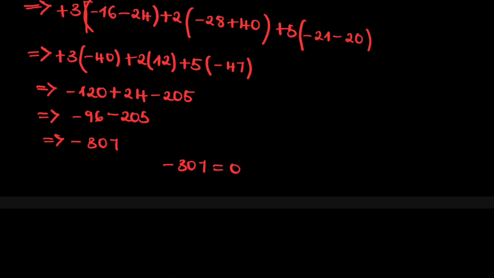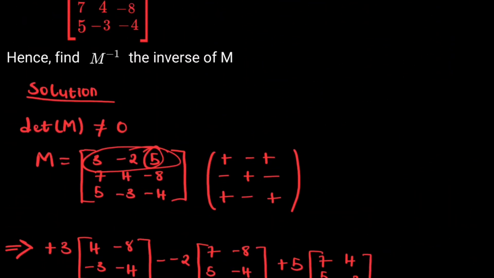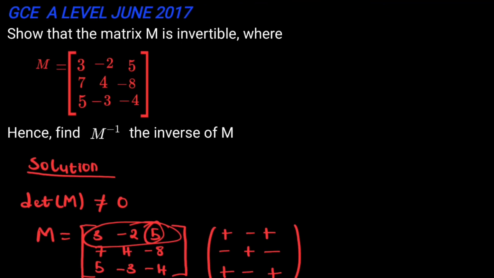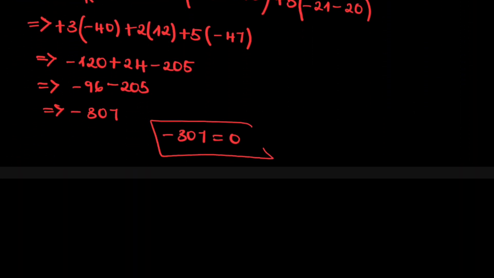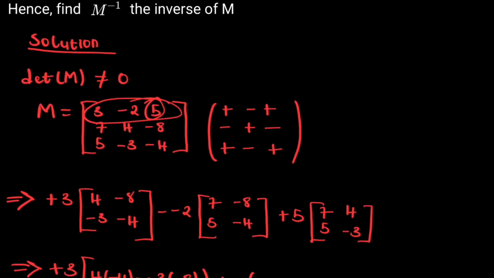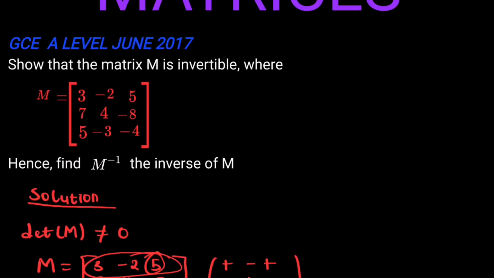So from there we can show that M is invertible. Our determinant is not equal to 0. So that is the first part of the question. Now the second part says we should find the inverse of M.